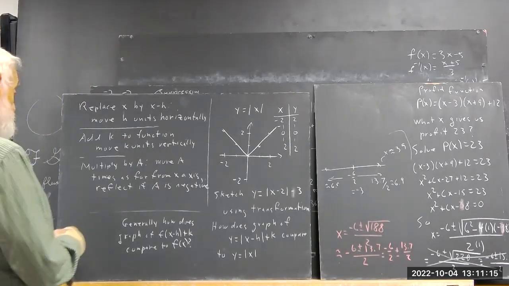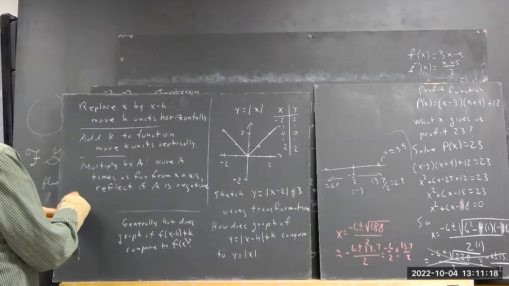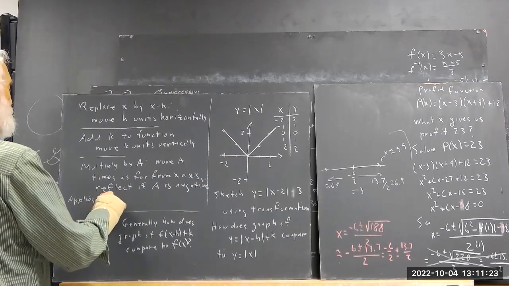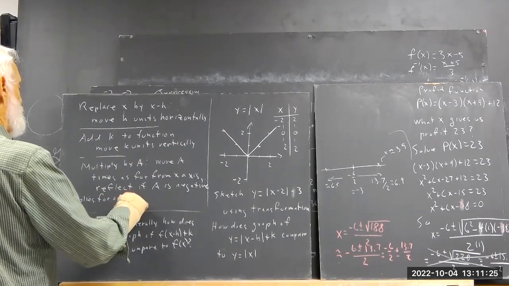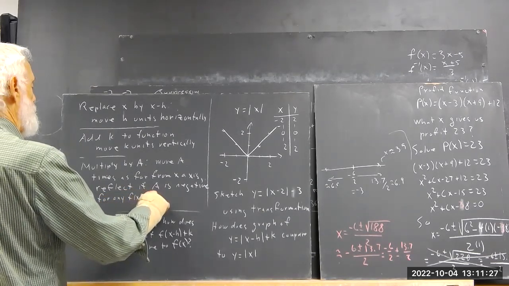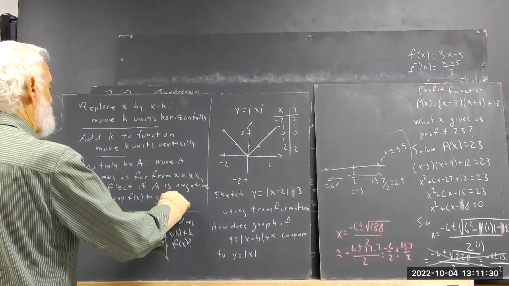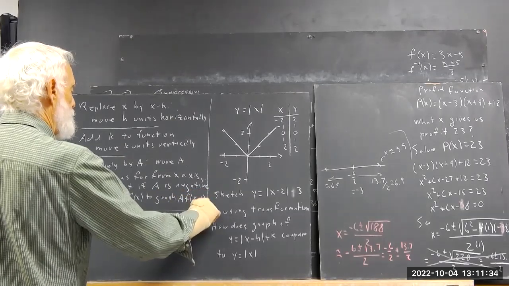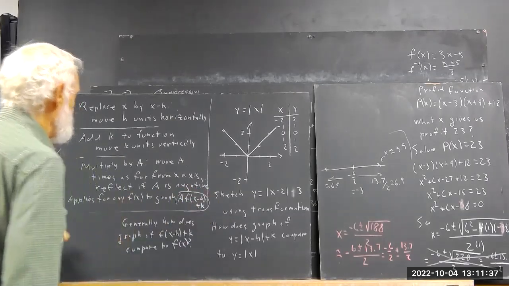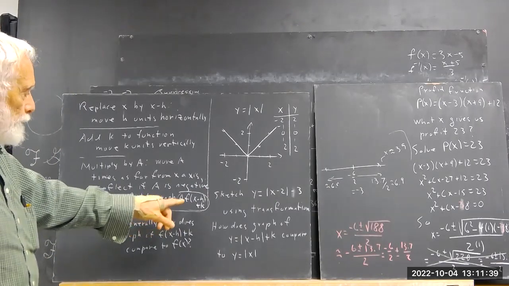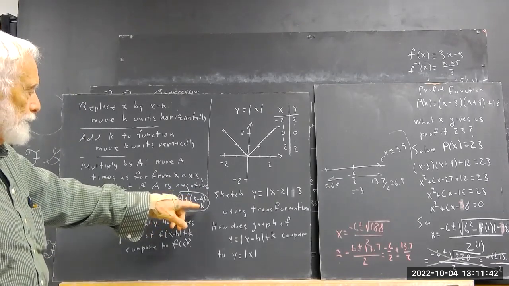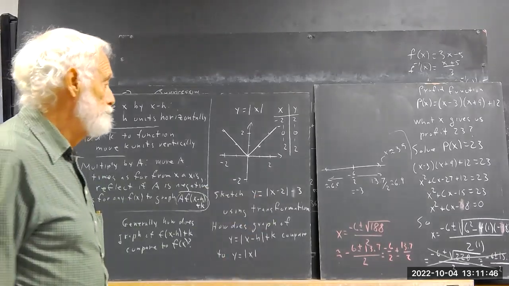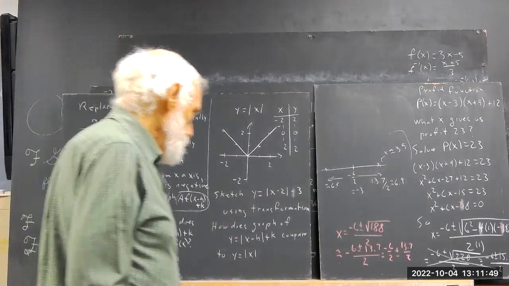So this applies to any function f of x in order to graph a times f of x minus h plus k. This is an instance.